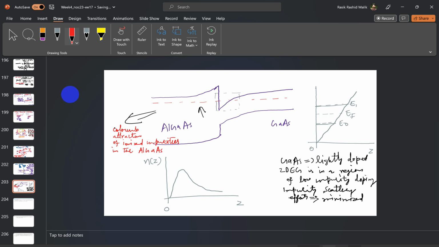Right, and so which can be further minimized if we have to avoid the effect of the ionized impurities on the mobility of the 2DEG. We can use another type of heterojunction which is called a graded aluminum gallium arsenide heterojunction.